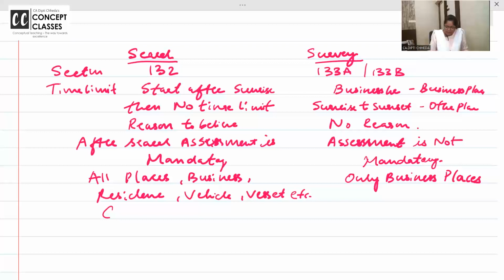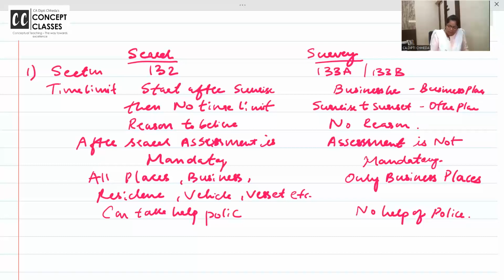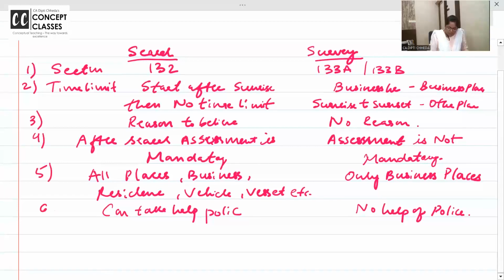सर्च में कैन टेक हेल्प ऑफ पुलिस, इट इज a huge matter। सर्वे में नो हेल्प ऑफ पुलिस रिक्वायर्ड, यहाँ पे कोई पुलिस का हेल्प कुछ भी रिक्वायर्ड नहीं। फर्स्ट पॉइंट, सेकेंड पॉइंट, थर्ड, फोर्थ, फिफ्थ, सिक्स्थ। Clear to all of you? Search and survey.